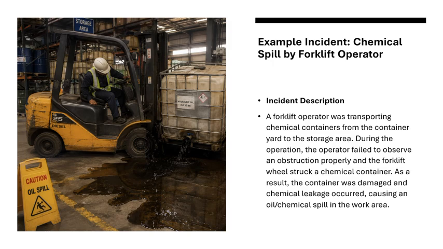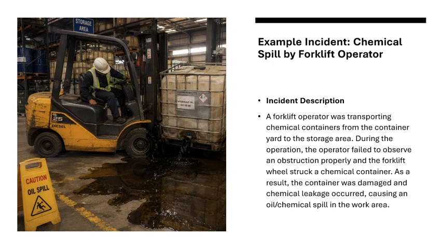Incident description: a forklift operator was transporting chemical containers from the container yard to the storage area. During the operation, the operator failed to observe an obstruction properly, and the forklift wheel struck a chemical container. As a result, the container was damaged and chemical leakage occurred, causing an oil and chemical spill in the workplace. Such an incident has happened in the storage area.